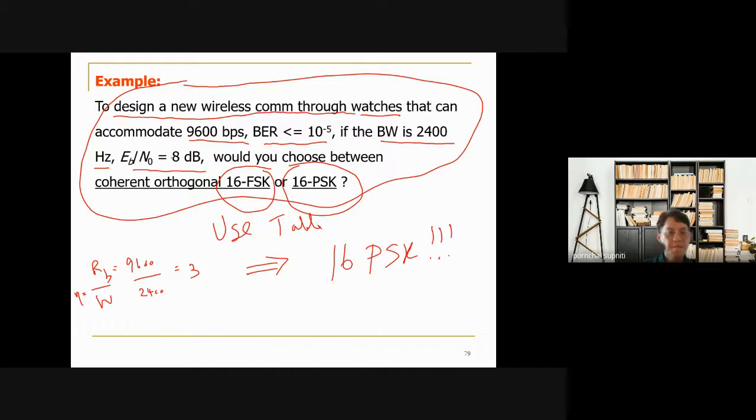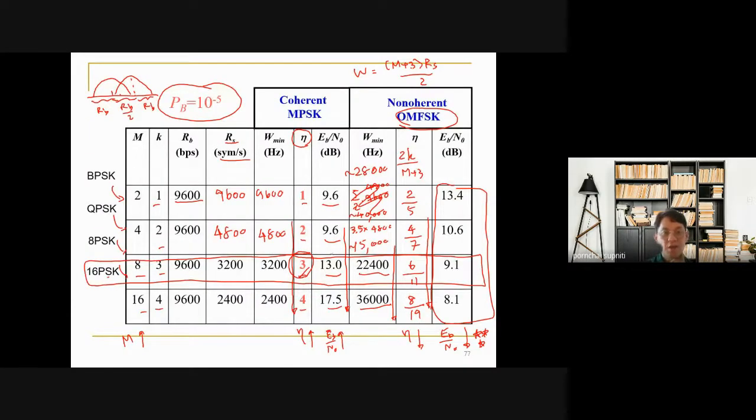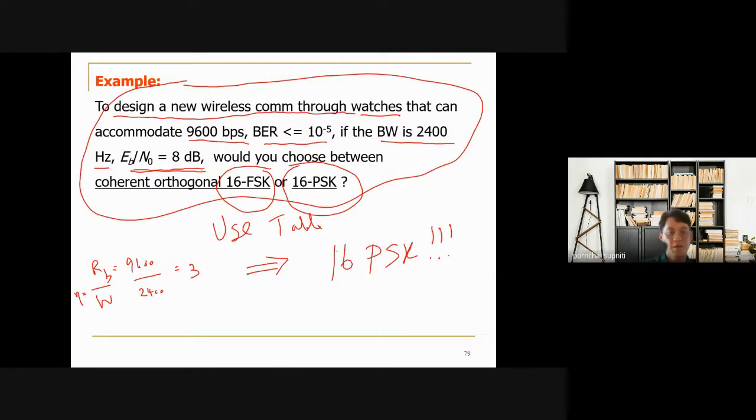But here they say the available SNR is 8 decibel. So we use the spectrum efficiency to choose the modulation scheme first, and then for SNR, let's see whether it's enough. Sadly, for 16 PSK, you require at least 13 decibel in the system. However, here you only have 8 decibel. So what do you need to do?